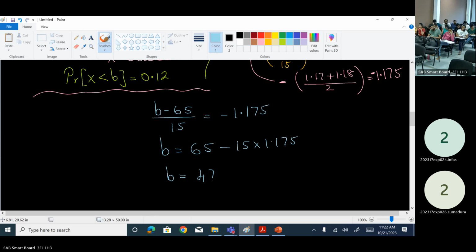That gives 47.375. So this says you need a bit more than 47. So 47 fails, and 48 gets through. The maximum mark for failing is 47.